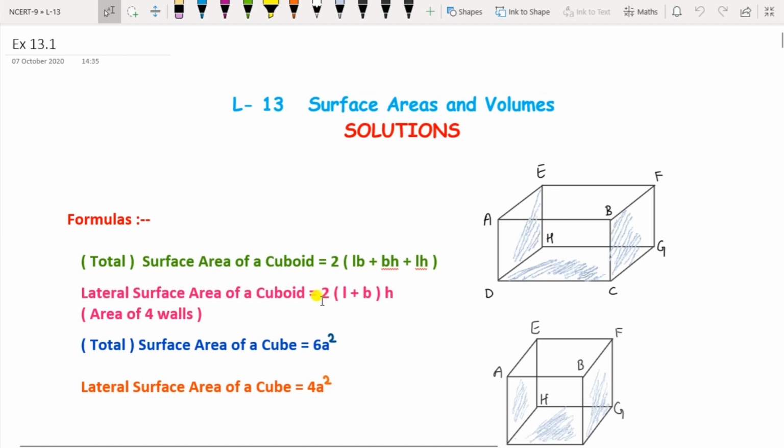The formula for this is 2 bracket L plus B into H, so L plus B is in bracket. Then comes the cube. The similar formula for the cube: all the sides are the same, so let it be A. If you substitute A, you will get 6A square for the total surface area of a cube, and for the lateral surface area of the cube you get the formula 4A square. So using these formulas we are going to solve exercise 13.1.